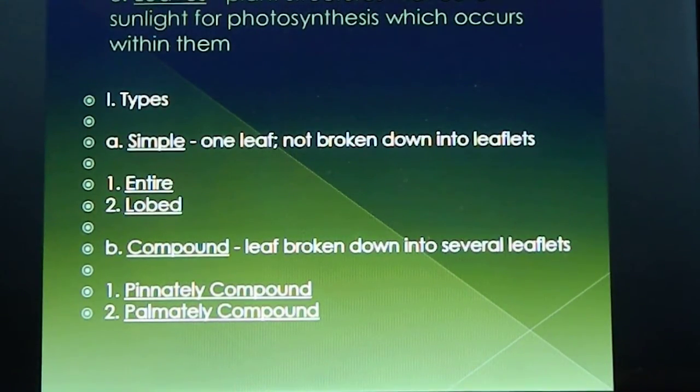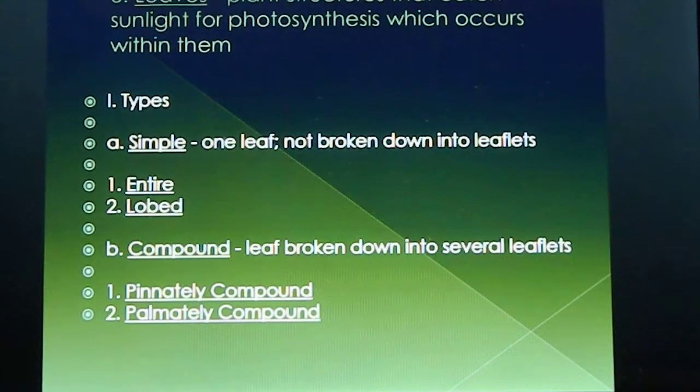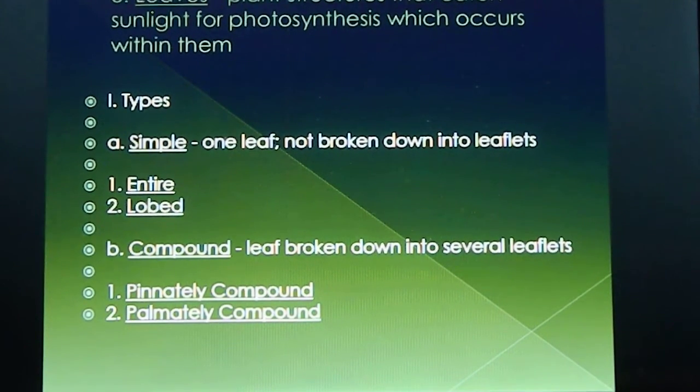Leaves are the plant structures that catch the sunlight. That's where photosynthesis occurs. And so they're usually flattened and green because of chlorophyll. And there are two major types of leaves. All right, the two types of leaves are simple and compound.